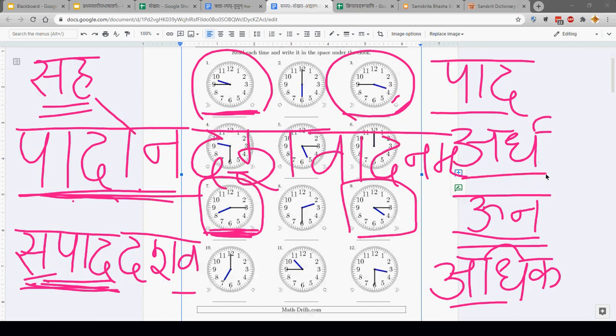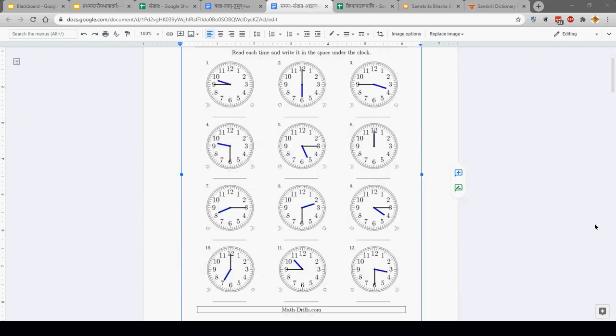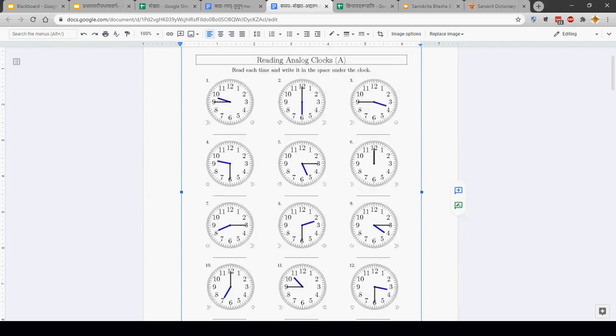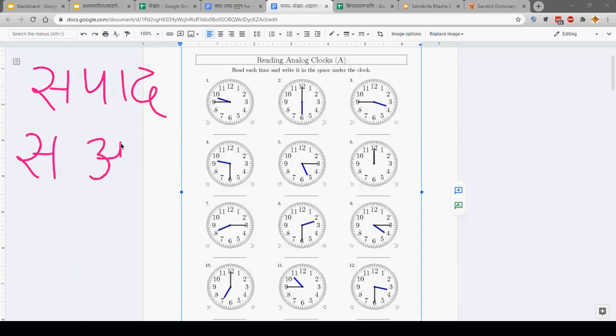Then if it is half past, half less, we use ardha. So ardha we always use for after, not less. We don't want to say less, though it's technically possible, but it's easier to say after. So you say sa plus ardha. Like sa pada means with quarter, so we use sa ardha. Ardha is half. Now sa and ardha together become a sandhi.